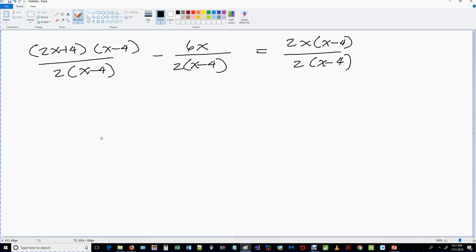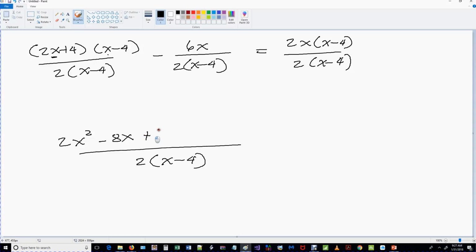And then this on the bottom is 2 times x minus 4. Alright, so let's do the left side. On top, you need to multiply 2x times x, that would be 2x squared. The outer, 2x times minus 4, is minus 8x. The inner is x times 4, which is 4x. And last is 4 times minus 4, which is minus 16. And then you still have minus 6x.